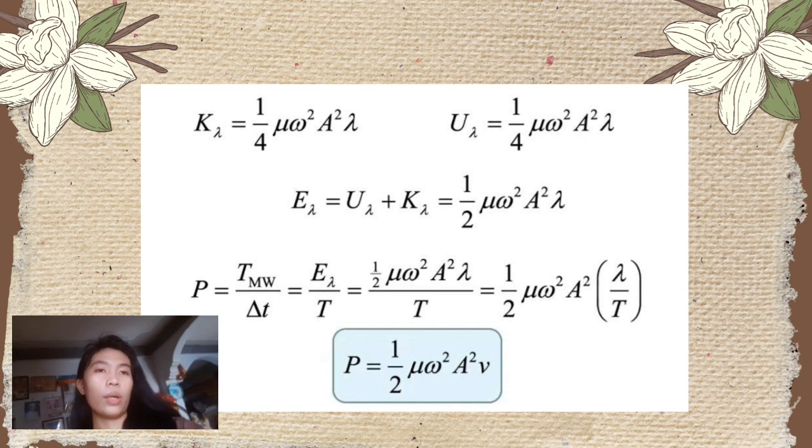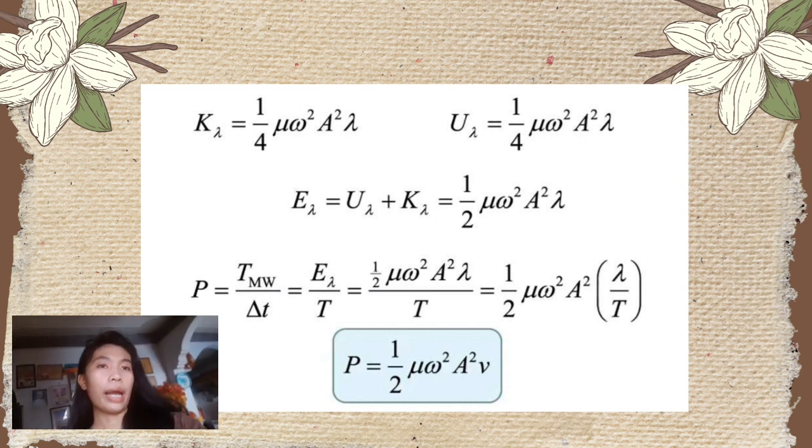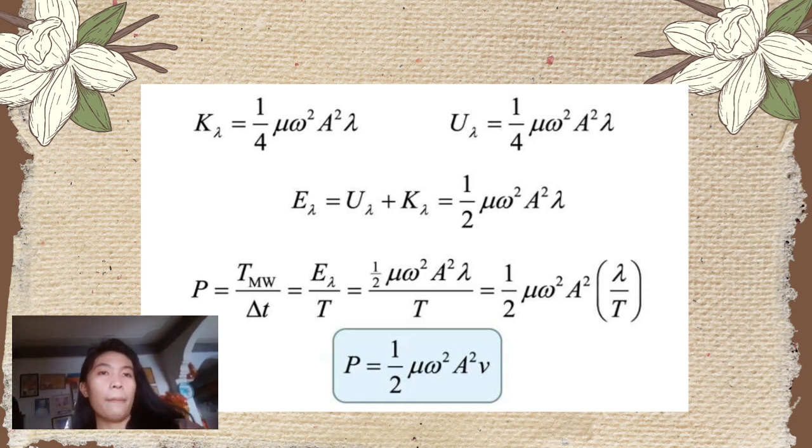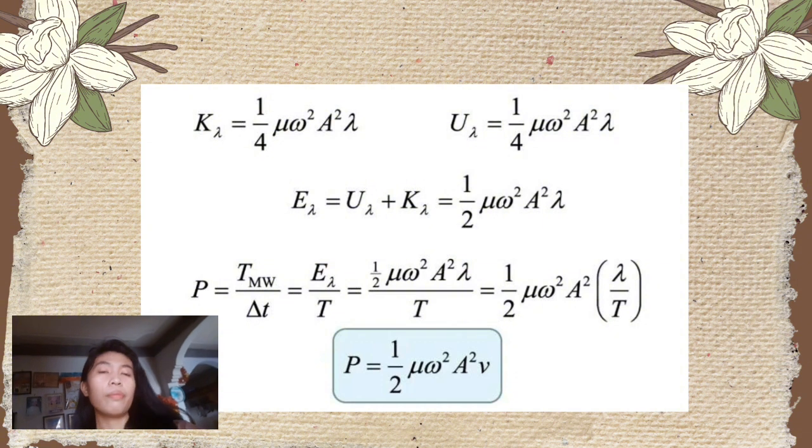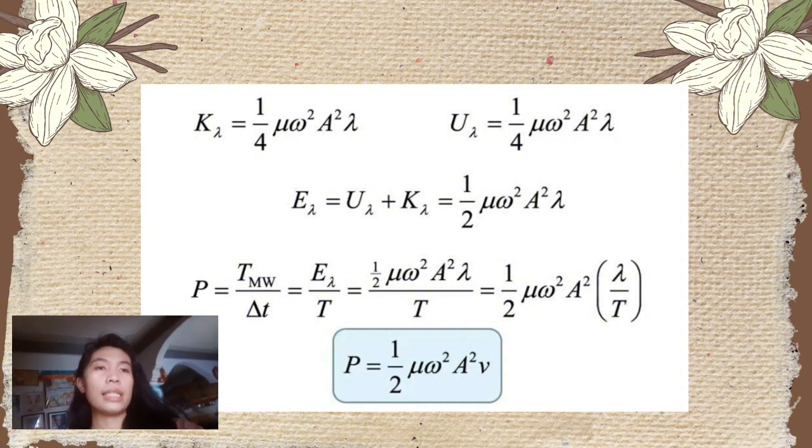So the power is equal to the energy transferred by the mechanical wave divided by delta t, that's over one period. So that's 1/2 mu omega squared A squared lambda over the period, equals 1/2 mu omega squared A squared lambda divided by T. Well, what is lambda divided by T? That's equal to v. So the power is equal to 1/2 mu omega squared A squared times the velocity.